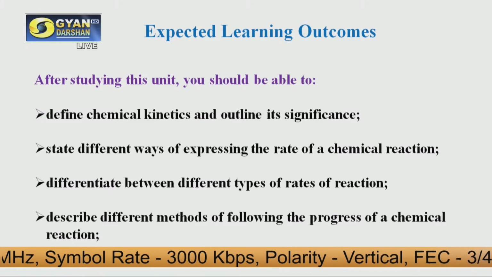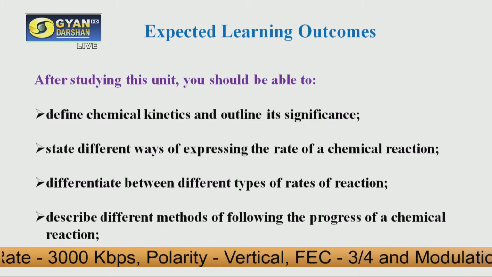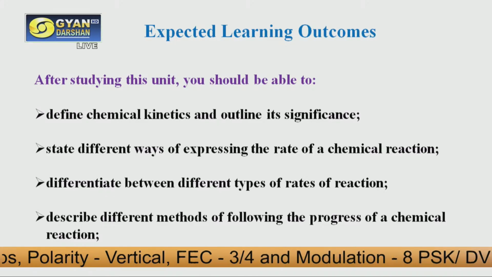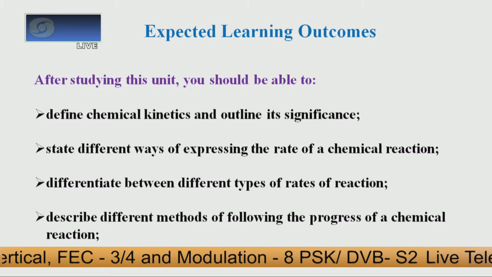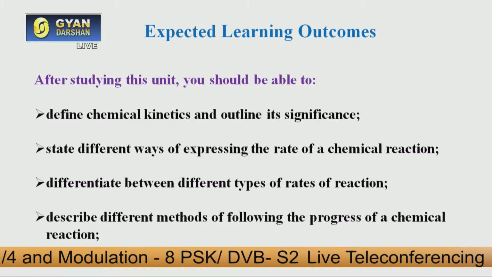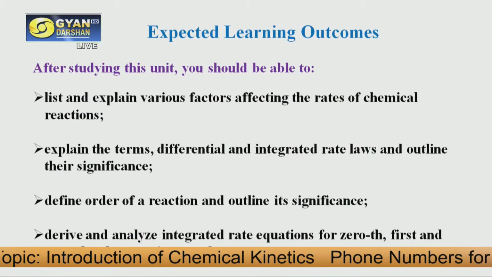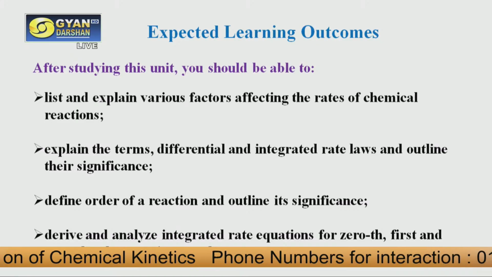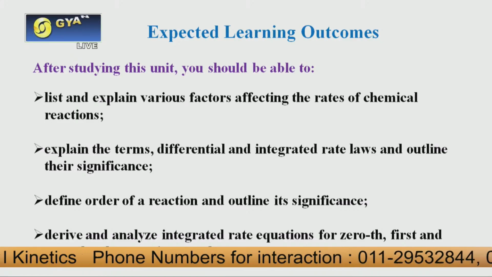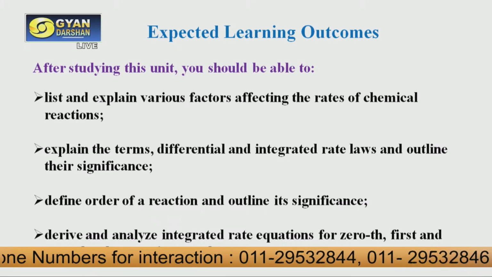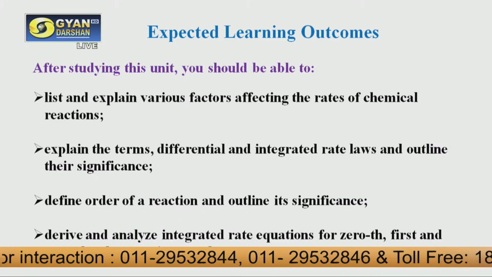Students should also be able to describe different methods of following the progress of a chemical reaction: at what time the reaction will complete, or at an intermediate time what the product or yield of the reaction is, which is used in industries. Next, list and explain various factors affecting the rate of a chemical reaction. What are the environmental factors or real factors which can directly affect the rate of the reaction, and how we can increase the rate of the reaction.